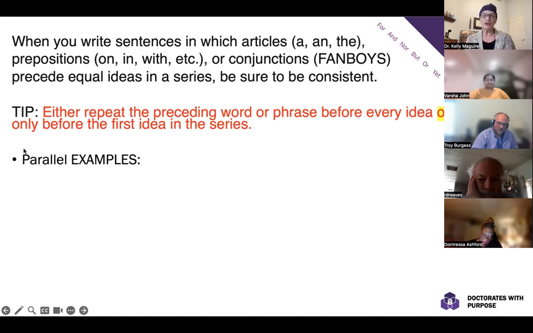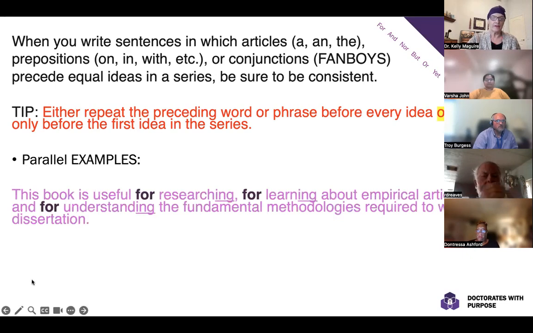So what you can do is this. You can take that word and repeat it each time in the series, or you use it once before the first one, and it actually kind of implies that it's used in the next ones. So for example, we have this sentence. I need to move my screen.